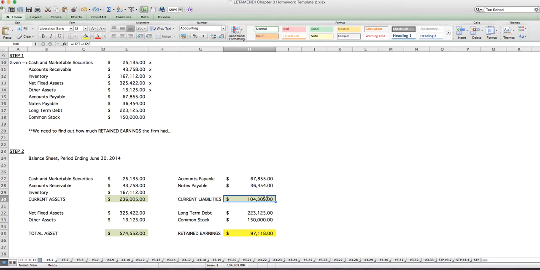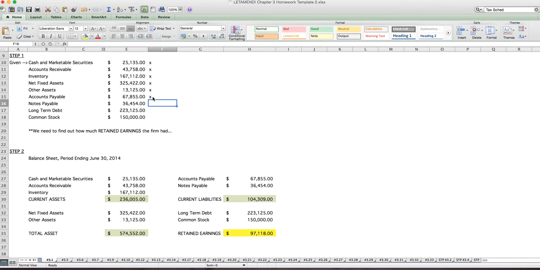Okay. Yep. So then our current liabilities are going to be the accounts payable plus the notes payable. So then that's essentially what it's going to be. So now our long-term debt, we have it here, right? We have a long-term debt that we moved down.